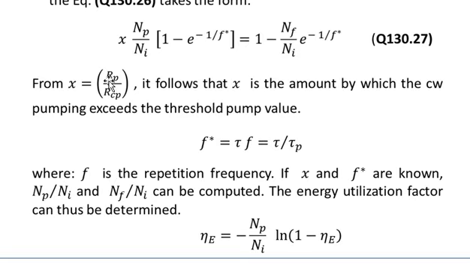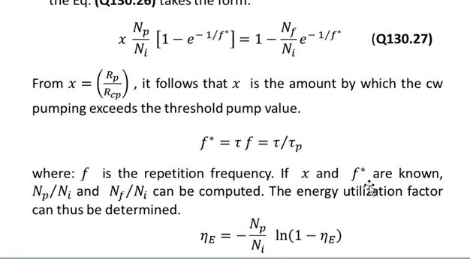From x, which is equal to Rp over Rcp, it follows that x is the amount by which the continuous pumping exceeds the threshold pump value. And f star, which we have written over here in equation number 27, is equal to tau times f, which is tau times 1 over tau p, because f is equal to 1 over tau p. Here f is the frequency of the pulses and 1 over tau p is the separation between the pulses, where f is the repetition frequency of the pulses.